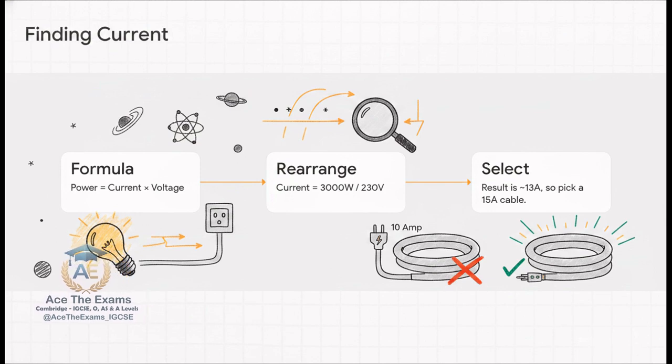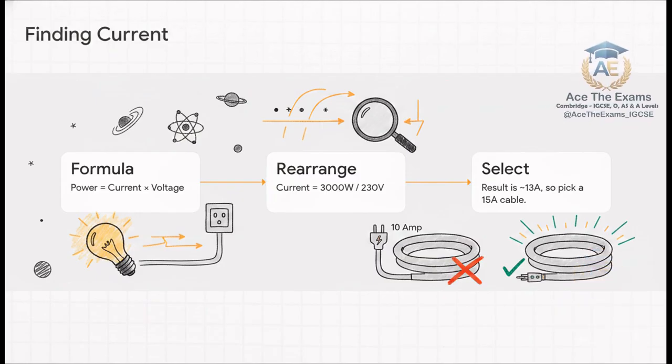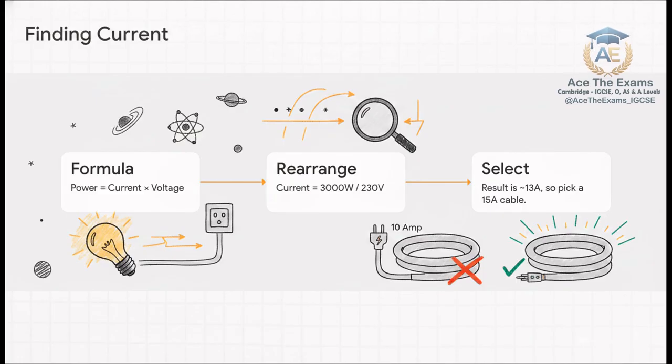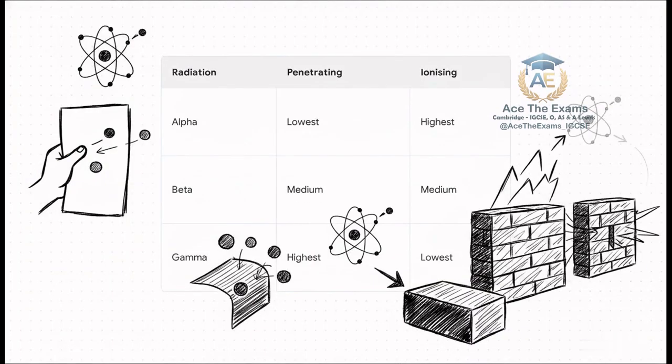Therefore, obviously, a 10-amp cable would just blow a fuse or melt. You absolutely must select the 15-amp cable for safe working capacity. Honestly, it just goes to show that mastering physics is really just about logically applying the right formula to a real-world problem. Let's move on and see how this builds into our final domain, Section 5, from atoms to space, the extremes of scale. When we zoom closely in on atomic decay, we find 3 main types of nuclear emissions.